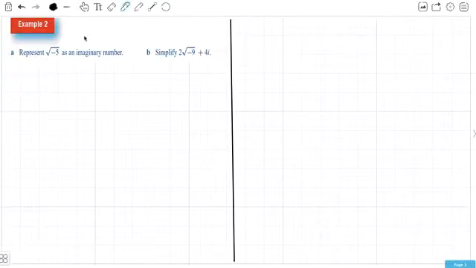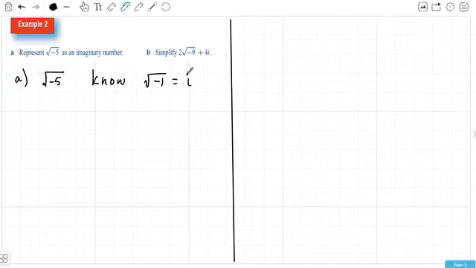We're going to use our understanding of complex numbers now to help represent a few numbers with square roots of negative numbers. So for the first one, we've got a is the square root of negative 5. Now we know that the square root of negative 1 equals i. So what we're going to do is utilise that knowledge.